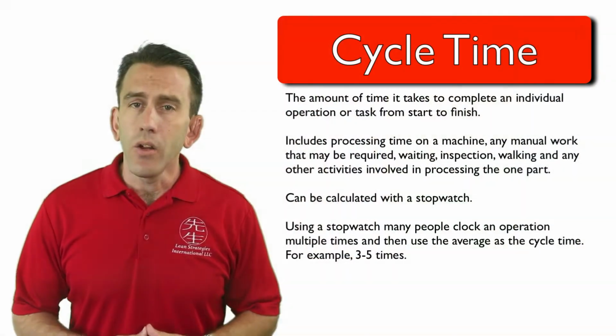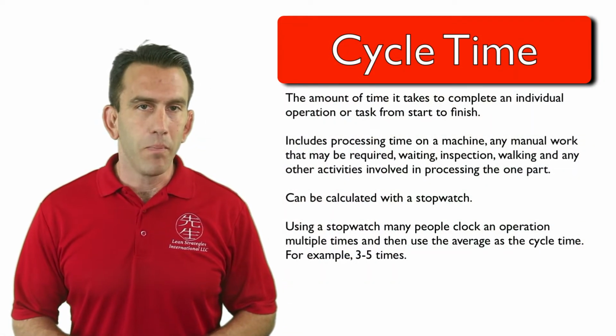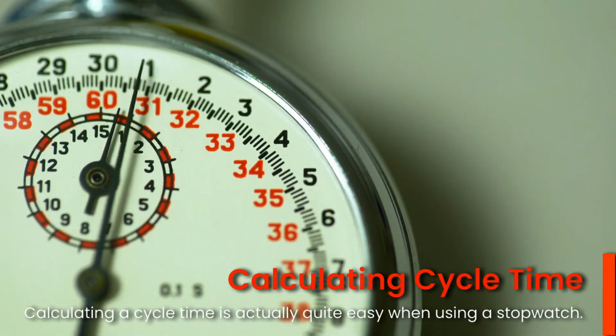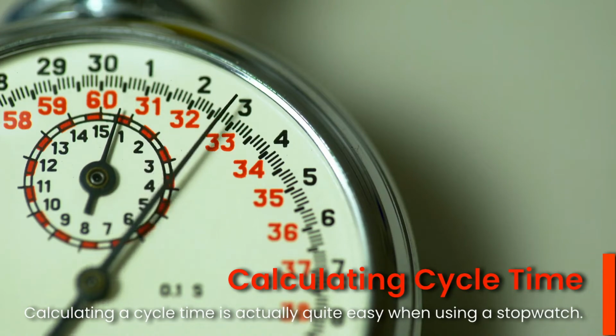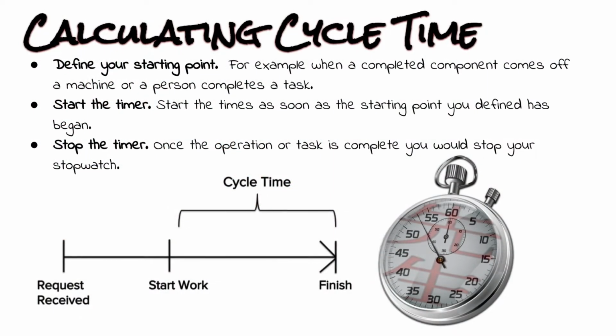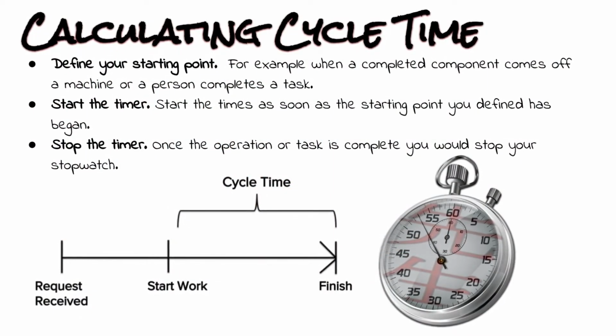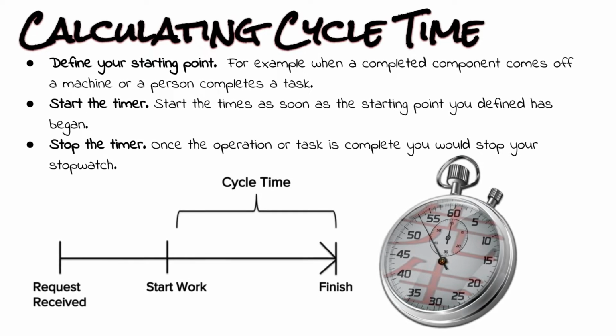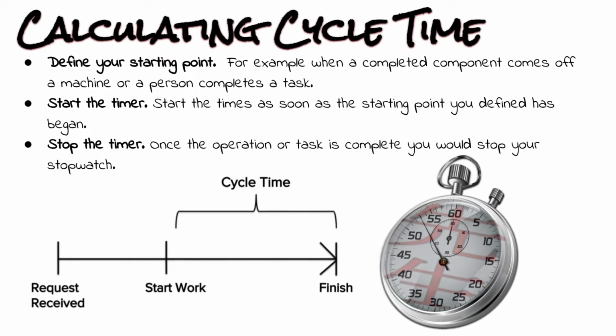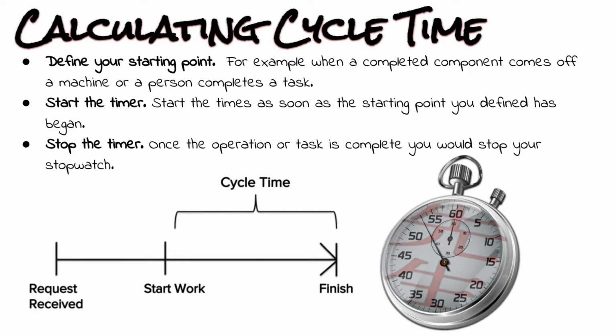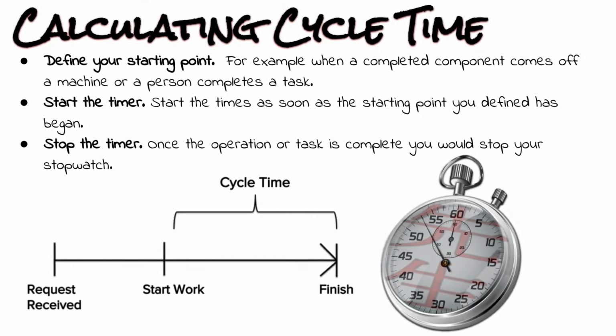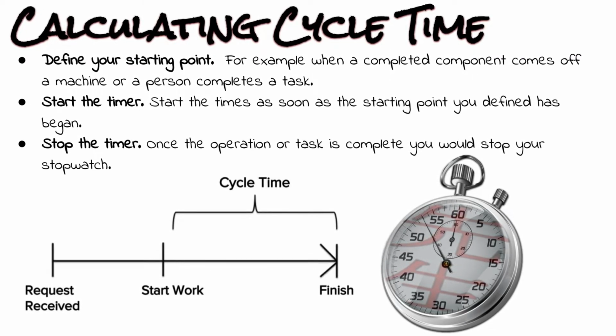So, how do you calculate your cycle time? Calculating cycle time is actually quite simple. First, you define your starting point. Then, at the starting point, you start your stopwatch. Finally, once the operation or task is complete, you would stop your stopwatch, and that's it.